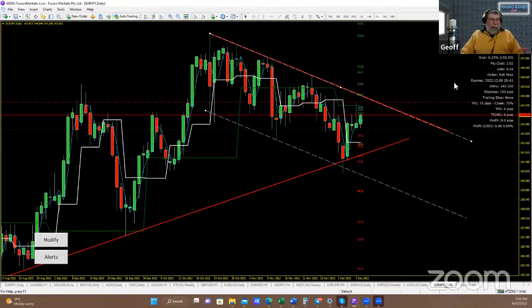If you wanted to follow it, the entry is at 143.15. The stop loss is 150 pips above that. At whatever that is, 144.65. Sorry, that's not true. Yes, it is 144.65. And first take profit, I'm taking at half the risk, which is 75 pips, which brings us in just about the weekly pivot area. So happy to do that. That all works. At that point, I'm going to close 75% of the trade.